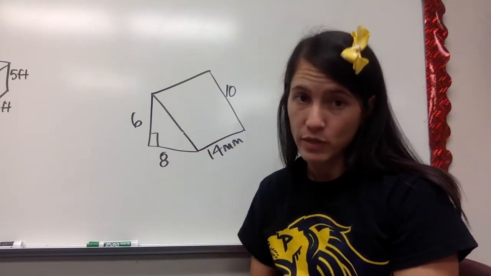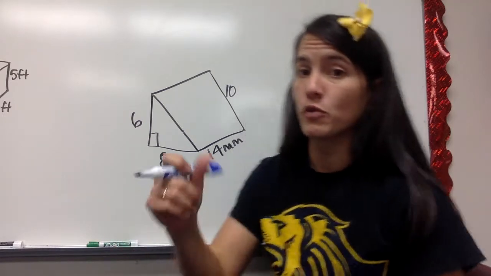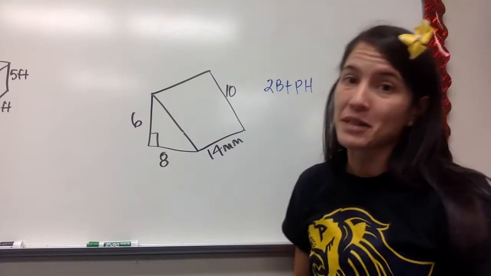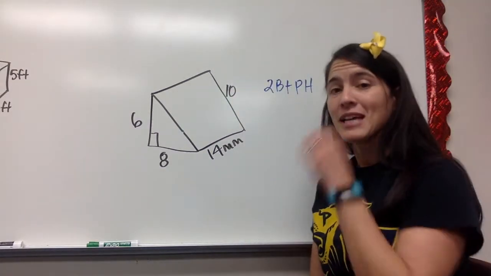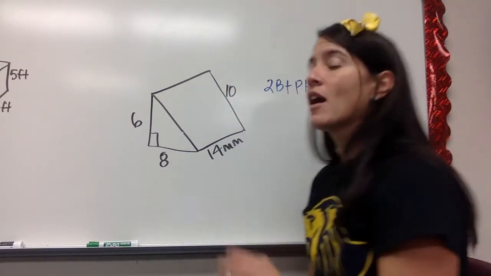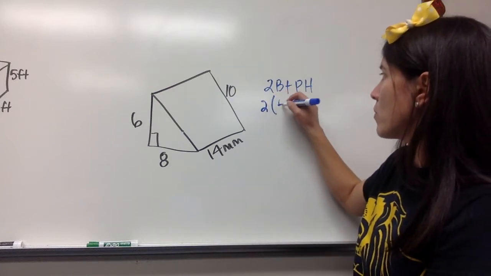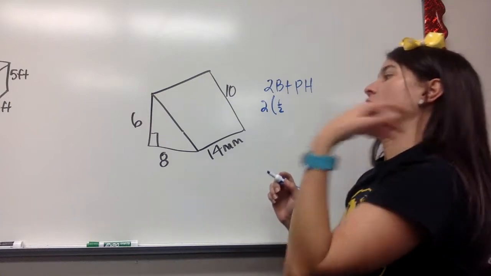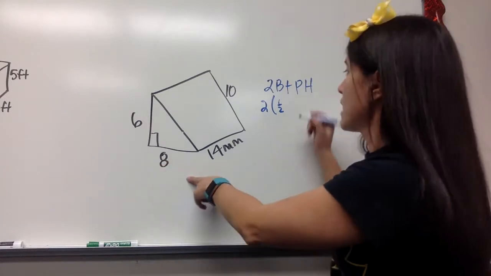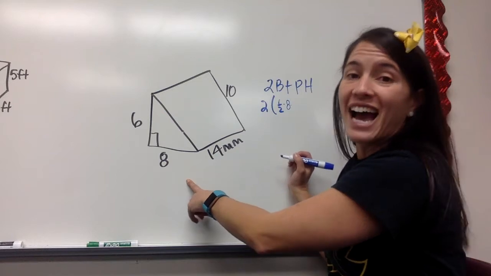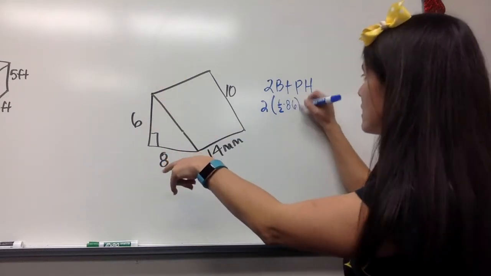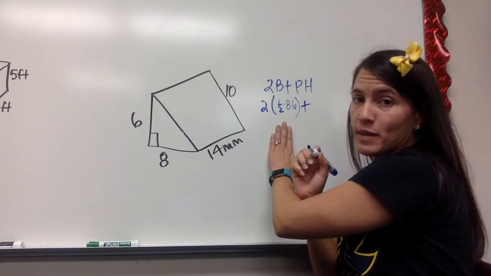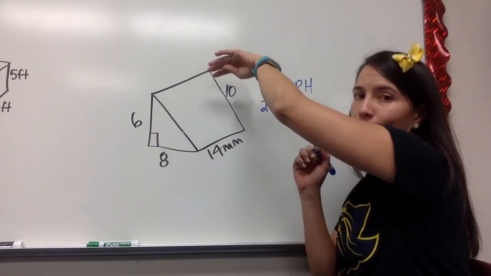I have a right triangular prism, so I'm going to start with my formula, and I'm going to tell you to please start with your formula, and then we're going to plug in what we know. 2 times 1/2, because a triangle is always half, and then the base of the triangle is 8, and the height of the triangle is 6. That is my first part, twice the base area, 2 of the base areas, because we have a front base and a back base.